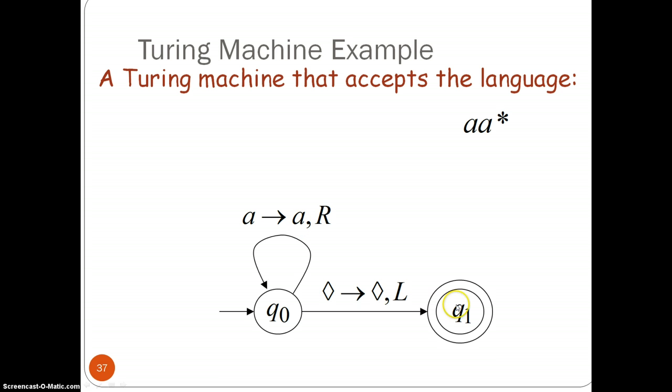Until we read the blank symbol, we do not terminate our string. So after reading the symbol B, meaning the blank symbol, we reach the final state. So this is the design of the language A star. Thank you.